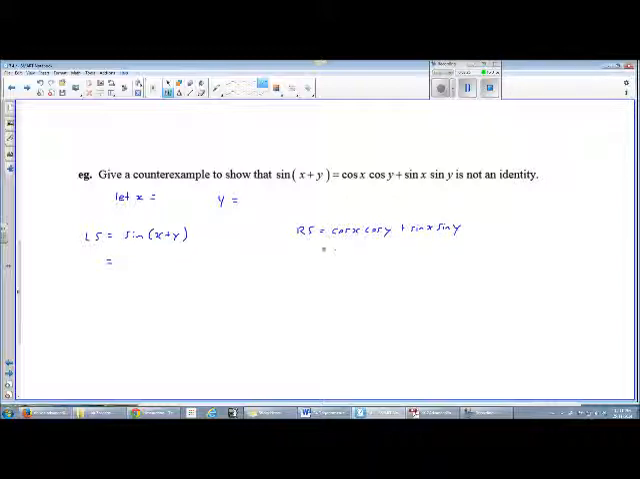Okay, so what I'm going to choose is, let's let x equal pi by 2, and let's let y equal pi. Okay, so if we substitute pi by 2 and pi in for x and y, we get sine of 3 pi by 2.